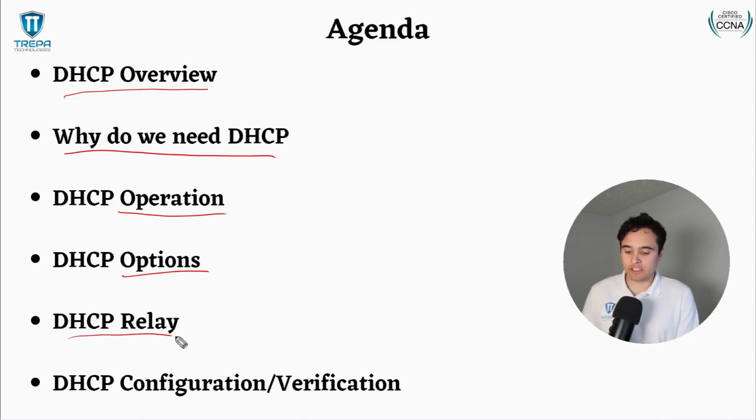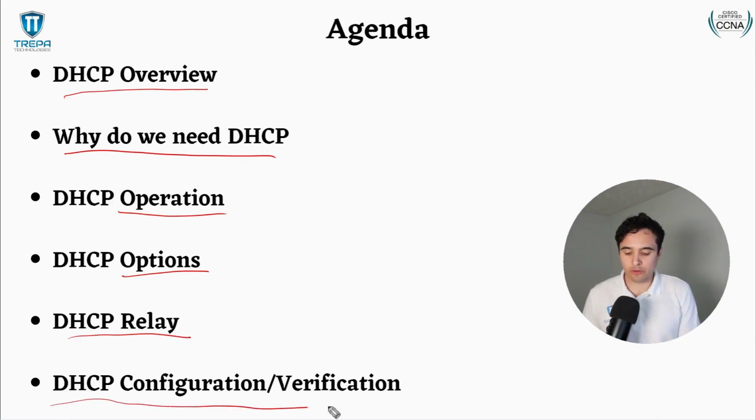And then we're going to go over DHCP relay. So what happens when your DHCP server doesn't sit on your LAN? What if it's geographically dispersed, or it sits outside your local area network and you have to send a DHCP packet across your WAN connection? We're going to teach you how to configure that as well.